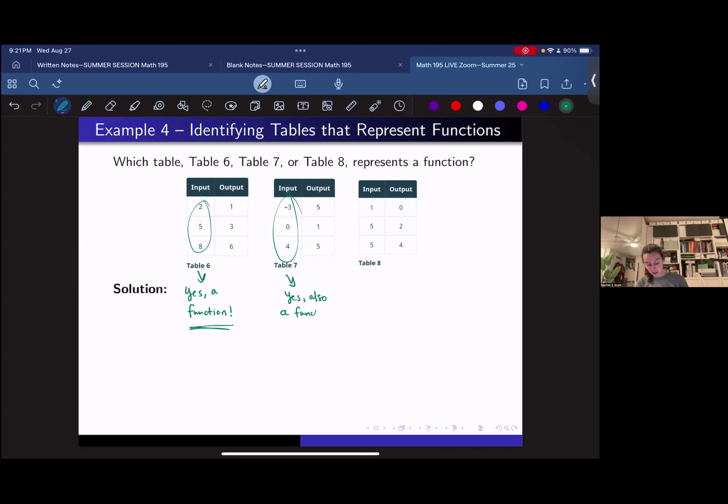You'll see that our y values are repeated in this table 7, but that doesn't mean it's not a function. It just means it's not a special function. It's a function still, just not a one-to-one function. Whereas in the first case, we have a function and it's special because it's also a one-to-one function.